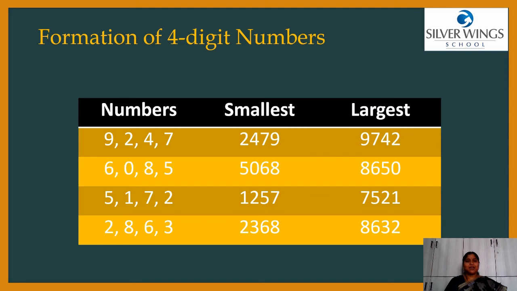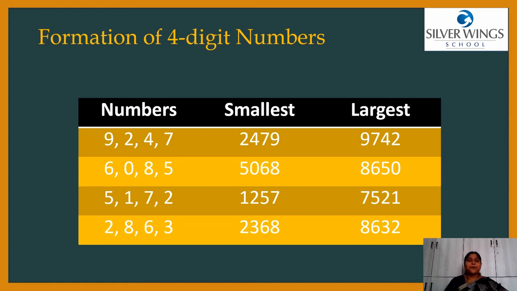Next and last one: how to form the smallest 4-digit number by using 4 one-digit numbers, and how to form the largest 4-digit number by using 4 one-digit numbers. This is very easy. Suppose you take any 4 one-digit numbers. If you write those numbers in ascending order, you will get the smallest 4-digit number. If you write them in descending order, you will get the largest 4-digit number.